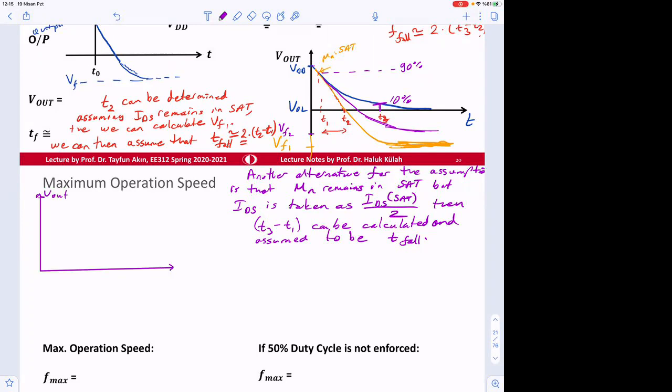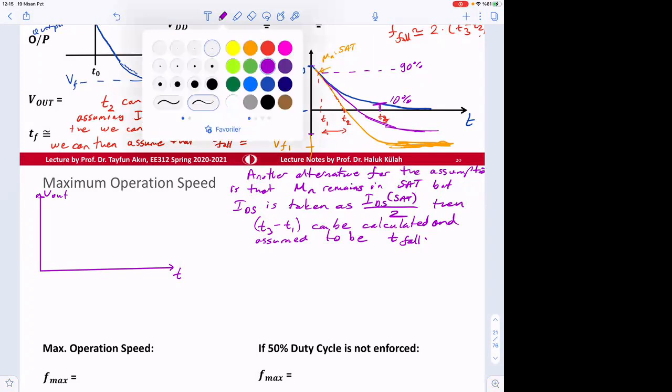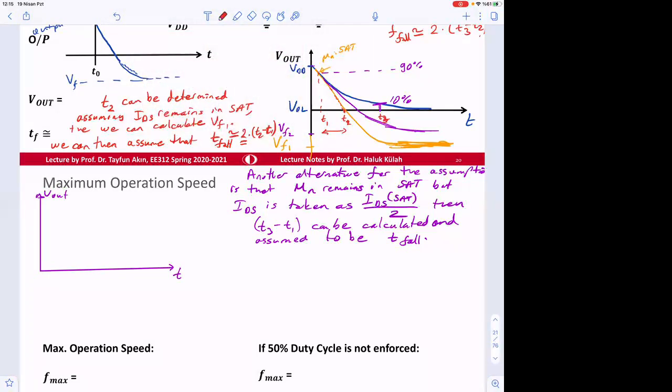For us, simulation tools are going to be very useful. Here, we can also assume that the current is constant and RL is ignored. So then, this will be maybe linear discharge. Okay. And maybe this is the actual thing.